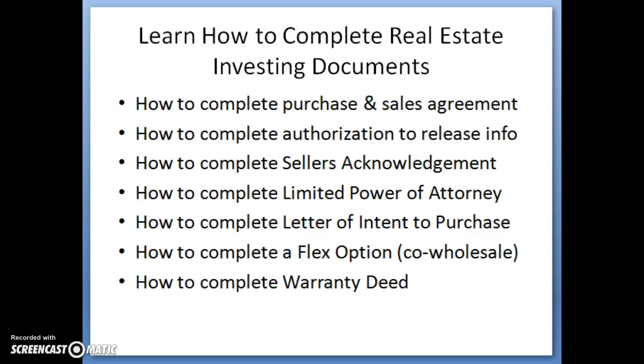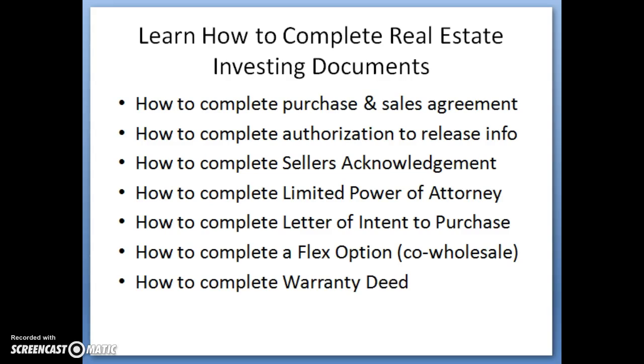Basically, I cover how to complete a purchase and sale agreement, which you may have seen on YouTube. I go into detail on how to actually complete that. Also, how to complete an authorization to release information, which is something that you fax over to a lender if there's a mortgage on the property that you are buying. It allows for you to gather the information as far as the balance, any payoff information, what the mortgage monthly payment is, and if they're behind in payments, because that's information you're going to need to know.